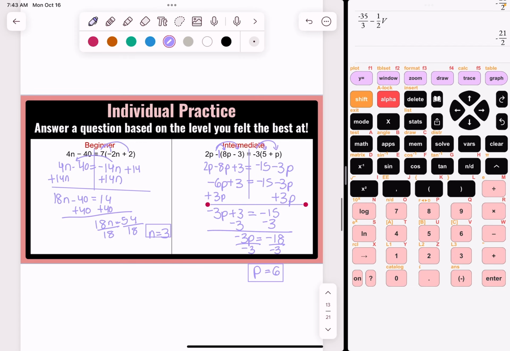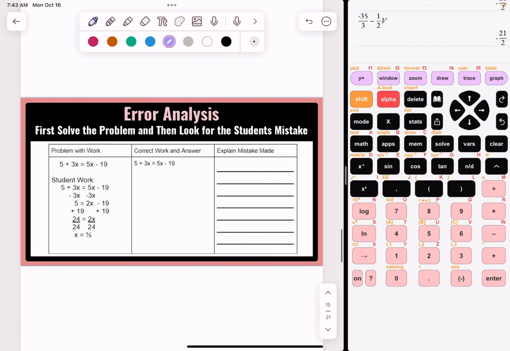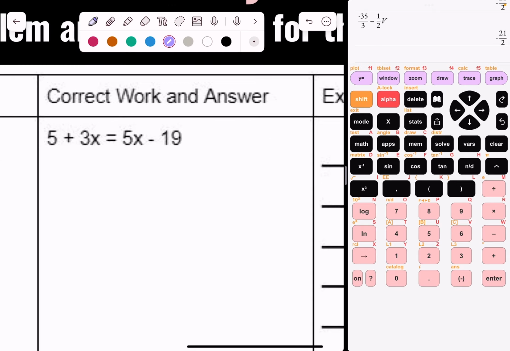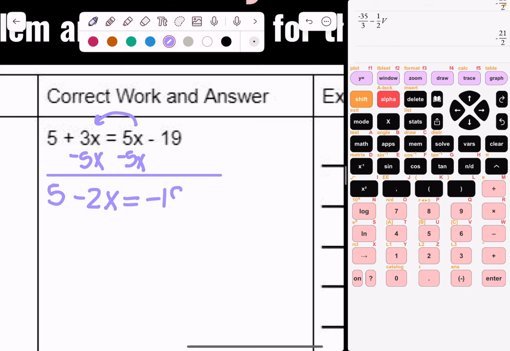Perfect. All right. Now let's look at this error analysis question. There's an error, and let's see. First, I'm going to start by not even looking at what the student did, and I'm just going to do it myself. I want to bring this 5x to the other side. So I'm going to subtract 5x from both sides. I then get 5. 3x minus 5x is negative 2x equals negative 19.